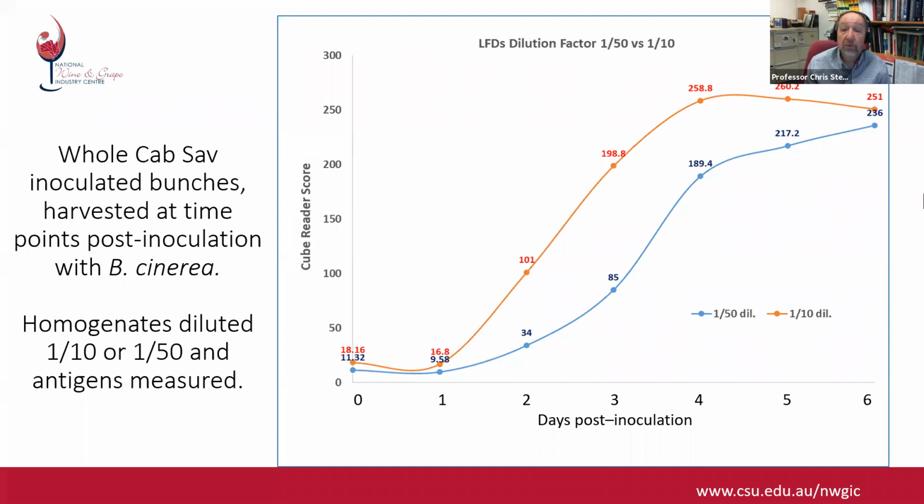Day 1, the Botrytis was still starting to grow. And by 2, we were starting to see grey mould symptoms. But as you get to the later stages, day 4, 5, and 6 post-inoculation, now the bunches are covered. The antigen reading is not going up any further, it's plateauing out. And so that's the issue with the kit. If you've got really high levels, then you're not going to discriminate at that higher level of infection. But maybe you don't want to do that, because if you can see it, then you know it's too late, it's too much.